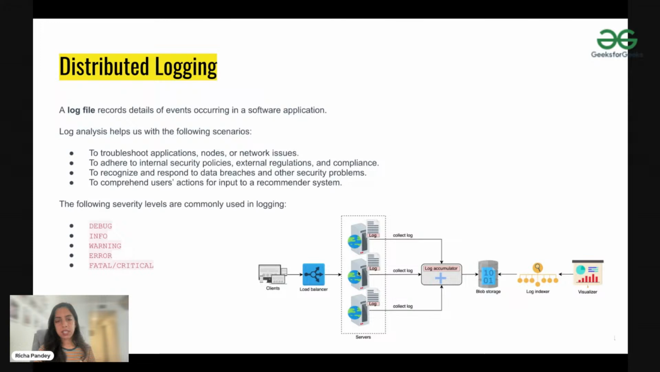So you can see on the right side, here there's a client, there's a load balancer, and there are these 3 servers. Each of these 3 servers will log separately whatever is happening inside the server. All of these logs are collected. There's a log accumulator which accumulates all the logs.